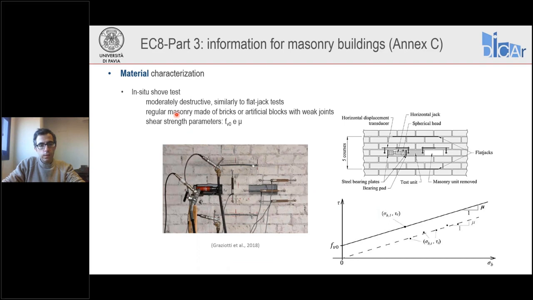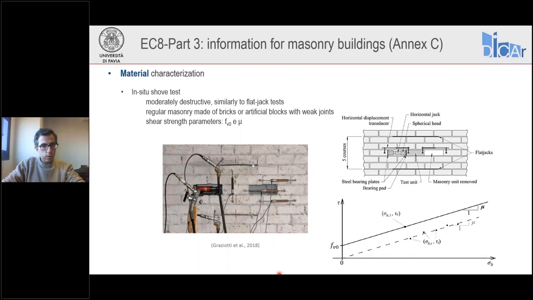The second test is the in-situ shear test. It is similar to the flat jack test, so it's moderately destructive. It is used for regular masonry made of bricks or blocks having weak joints, because the goal of this test is to measure the strength parameters of the joints, so the initial shear strength and the friction coefficient.